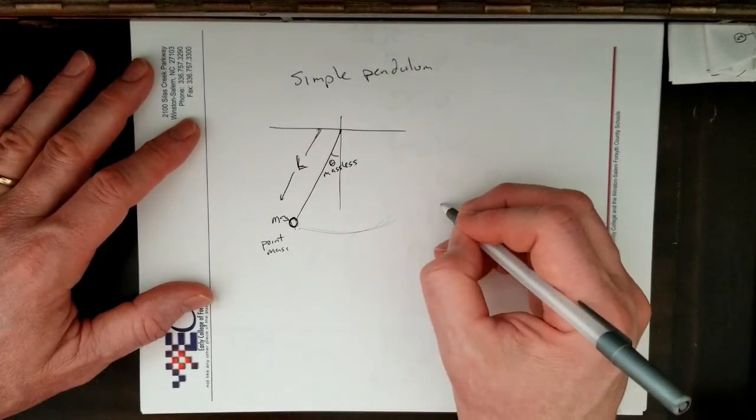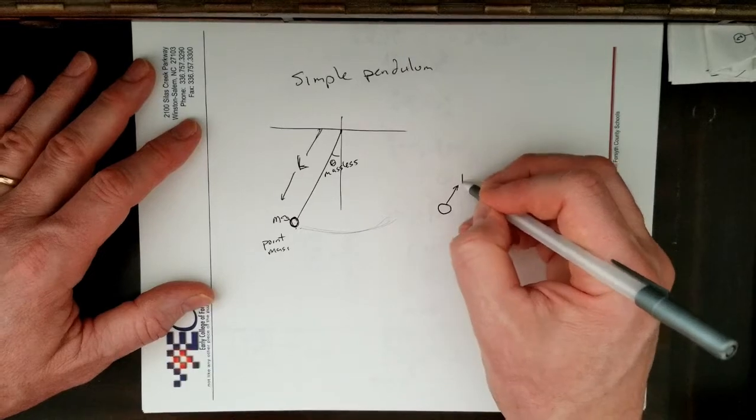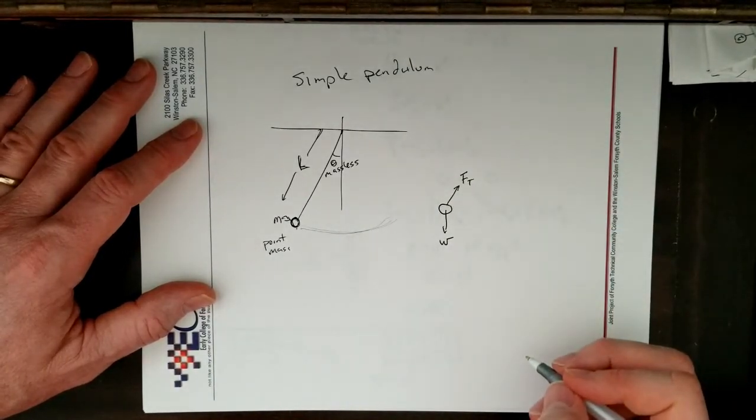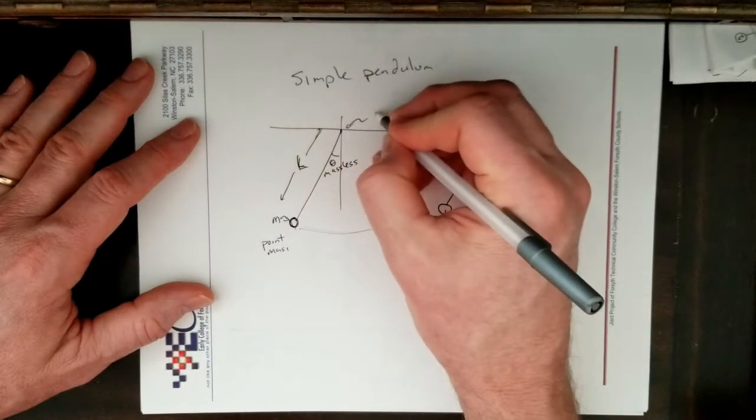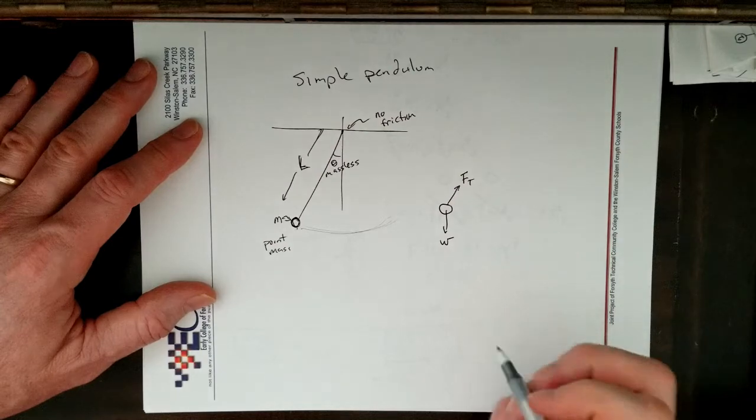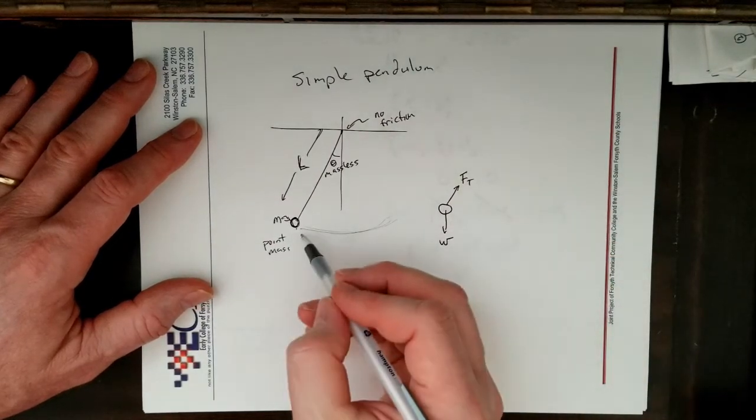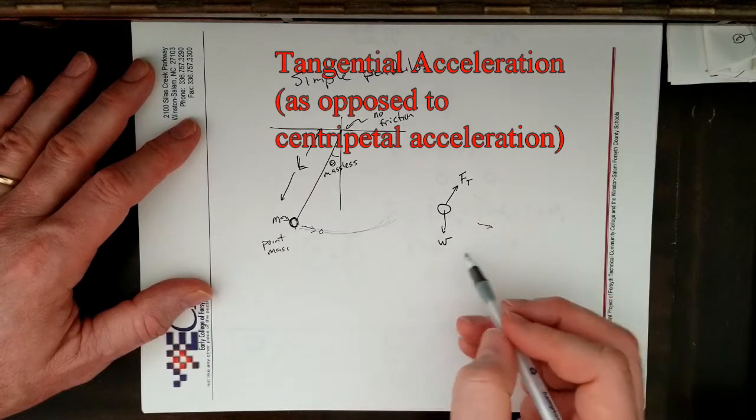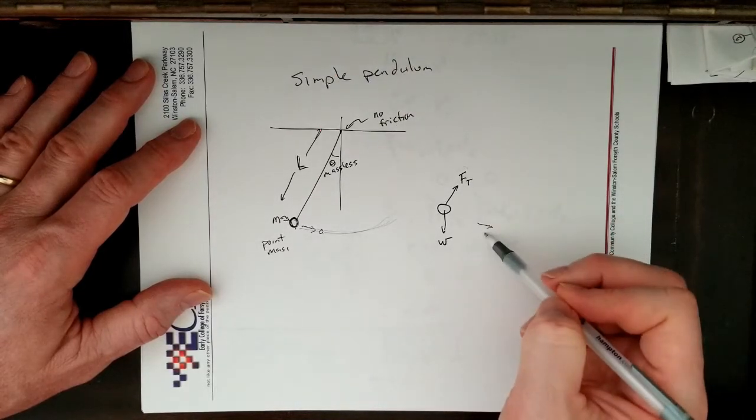So we do a force diagram here of the mass. I have tension acting this way. I have weight acting down. There is no friction, and of course, no air resistance. Now, the direction of acceleration is going to accelerate in that direction. It's going to accelerate that way. So tension is perpendicular to that.